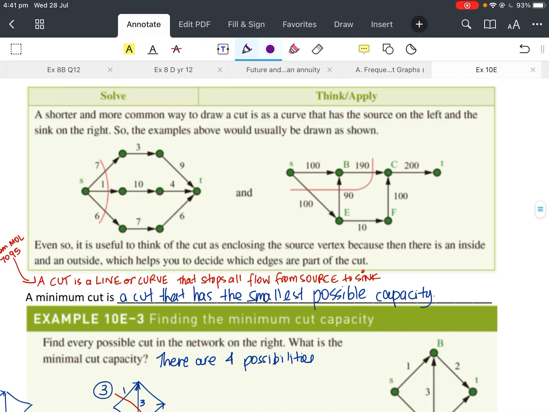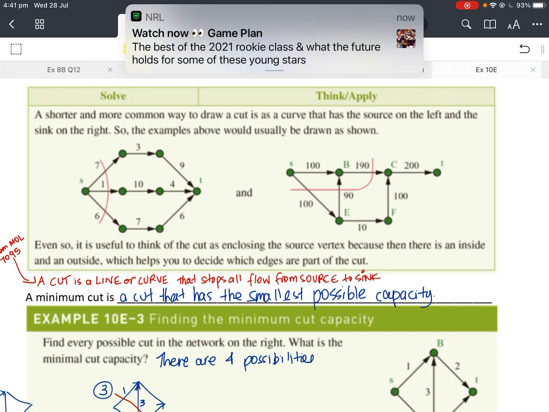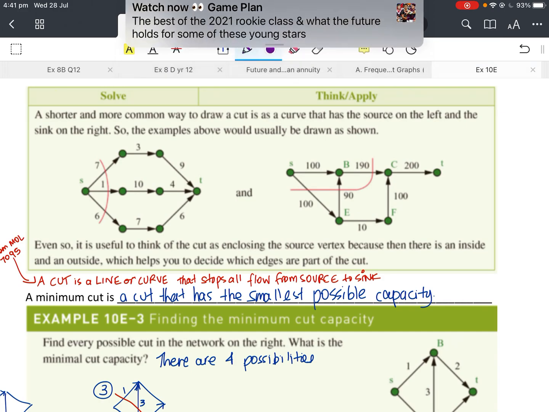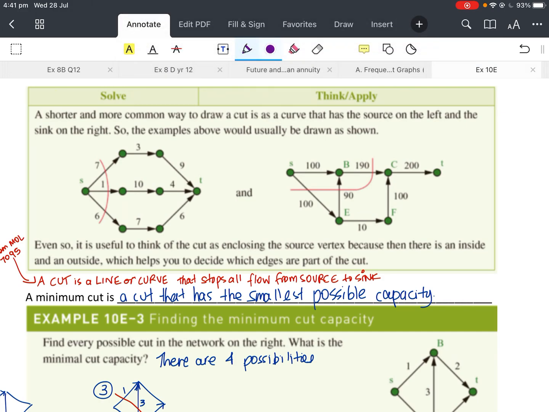All right, so then 10E2, is that it? Yep, okay, I'm up to 10E2 on my computer as well. So this one pretty much said the shorter and more common way to draw a cut is as a curve. I like these ones better. I'll leave it up to you which one you want to use, okay? So you need to know that a cut is a line or a curve that stops all of the flow from the source to the sink, okay? A minimum cut is a cut that has the smallest possible capacity from the source to the sink. Obviously minimum. We hopefully all know what that means.